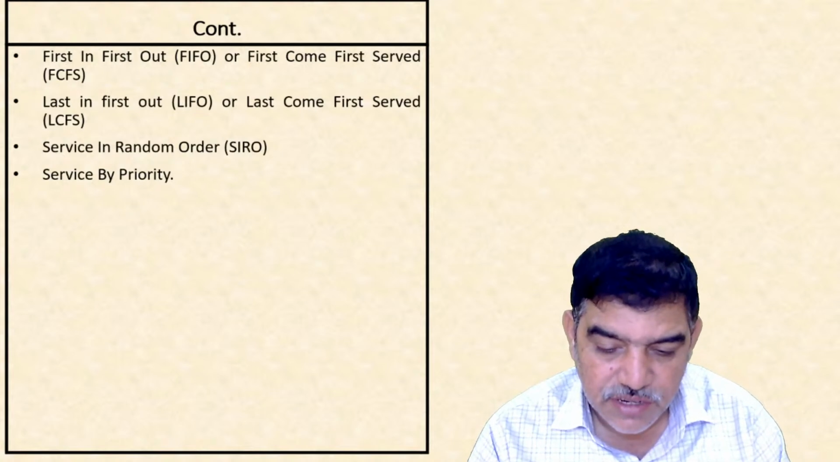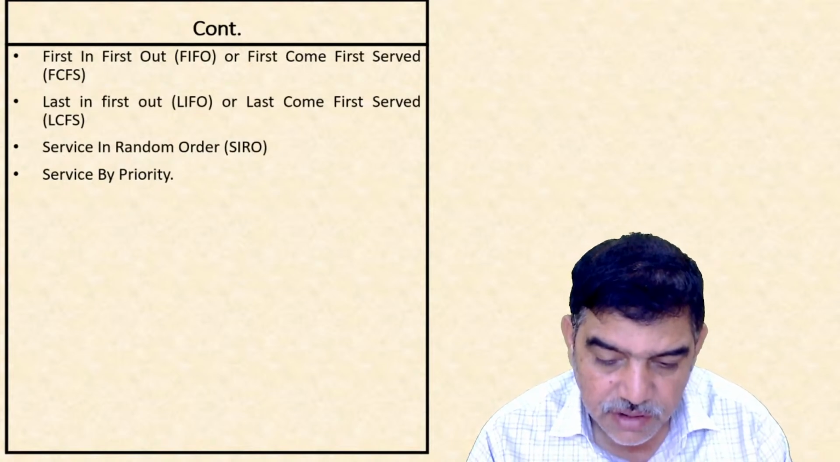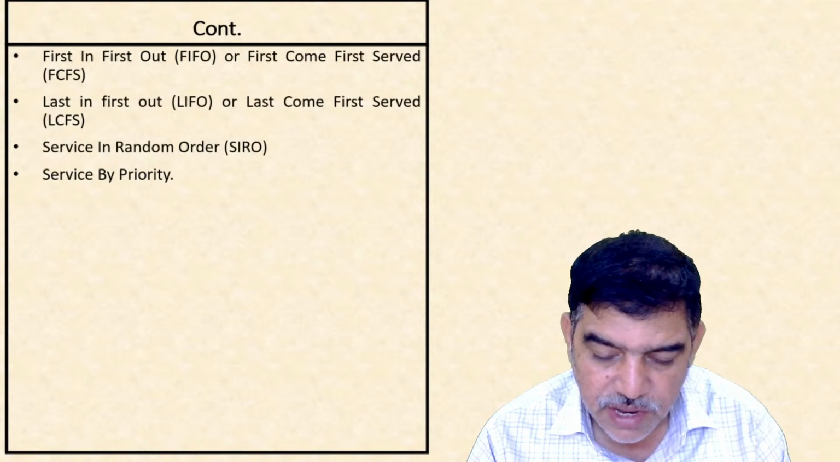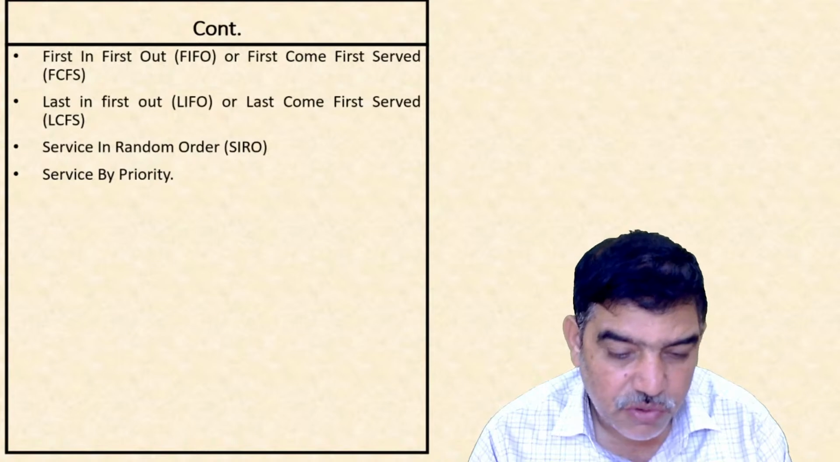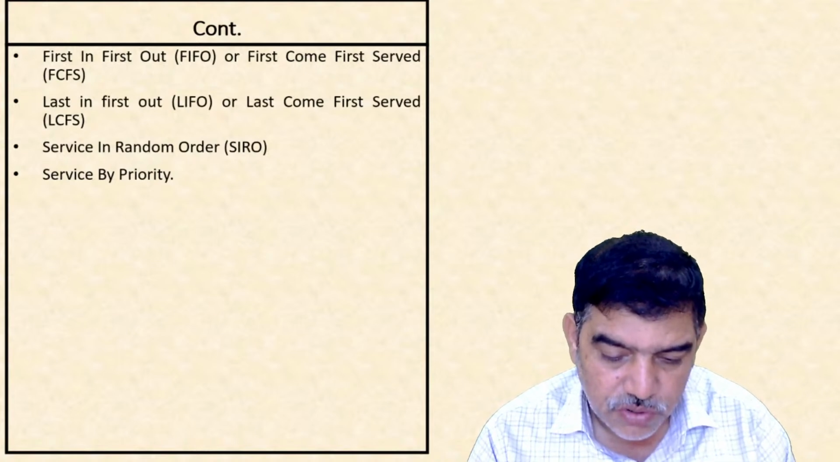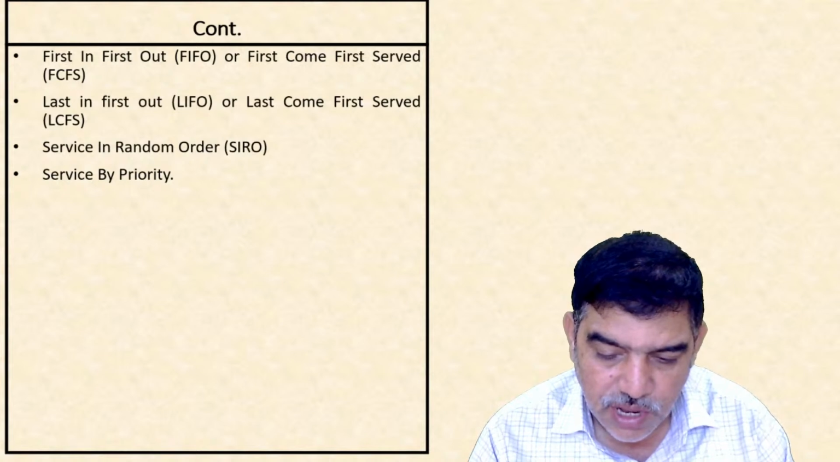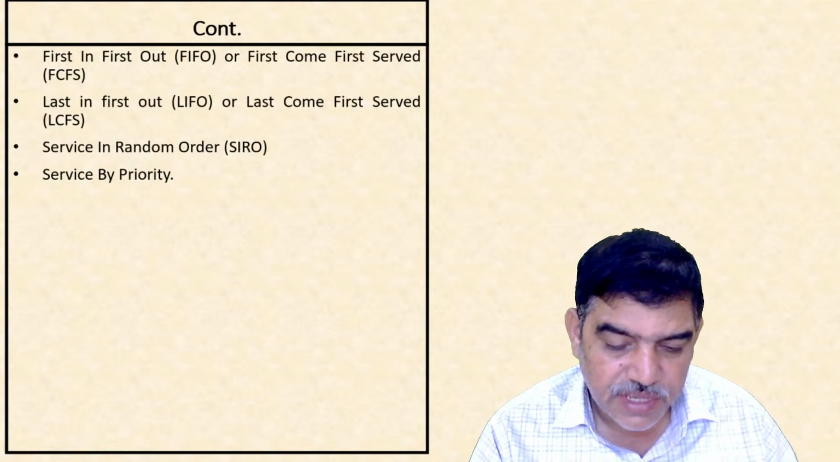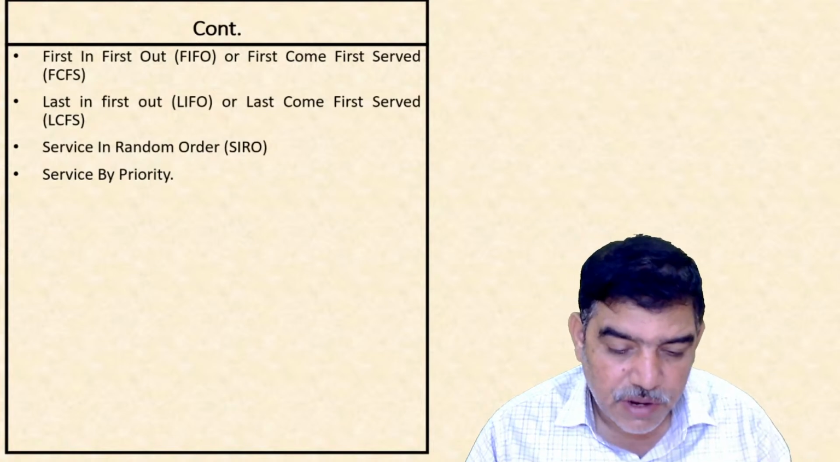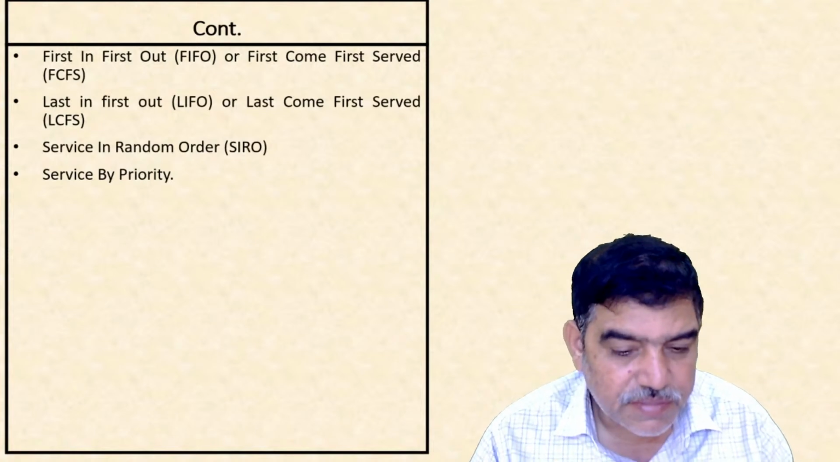It is also seen when allocating an item whose demand is high and supply is low. It is also seen in the allocation of shares to the applicants of a company. Similarly, we discuss service by priority.